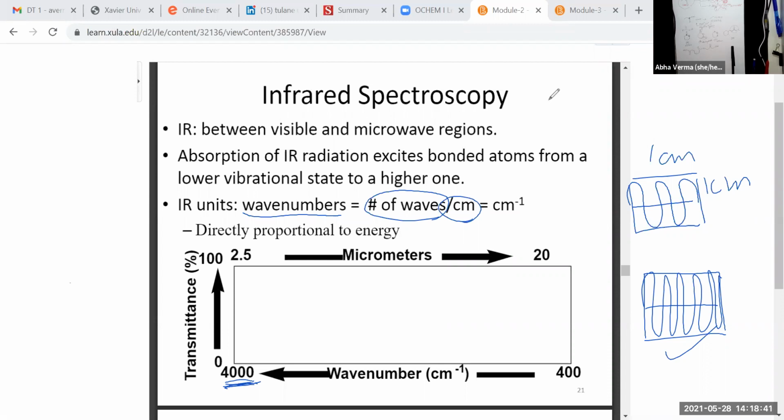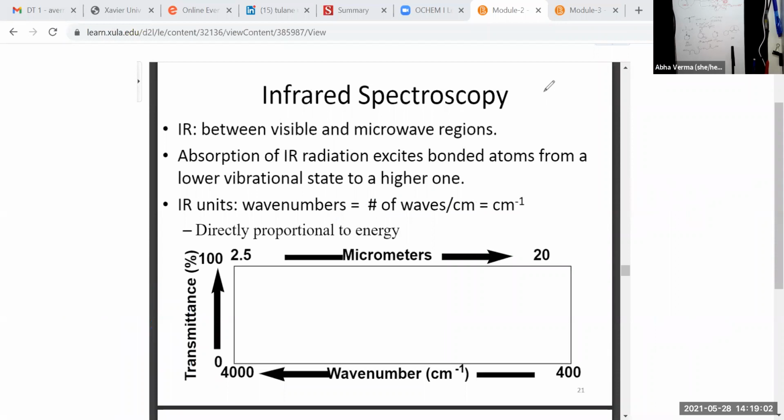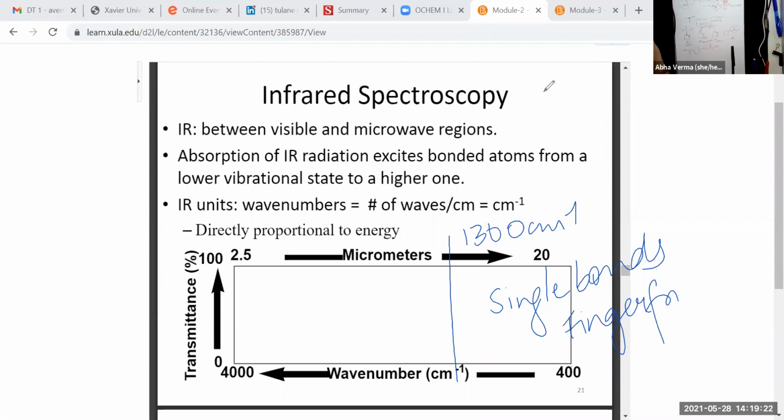So this part of the graph indicates more energy required to vibrate the bonds, whereas less energy is required to vibrate the bonds on this side of the graph. Now, when we look at all our bond types, between 400 and 1300, you will see single bonds. Now, we usually label this area as the fingerprint region also.